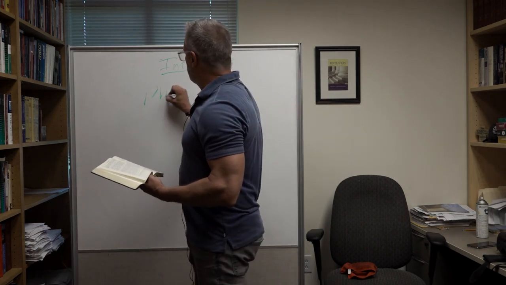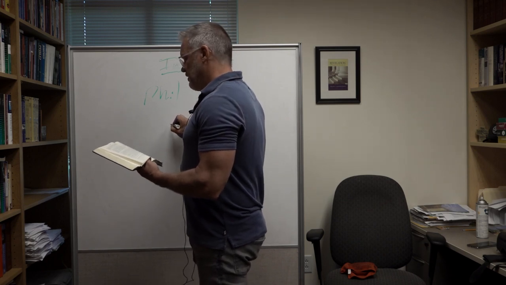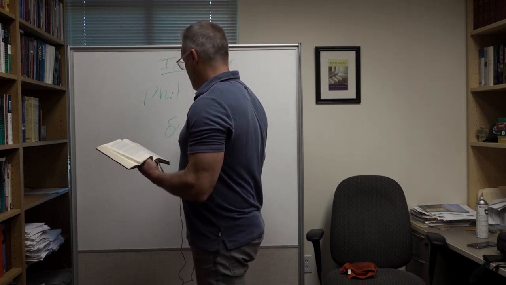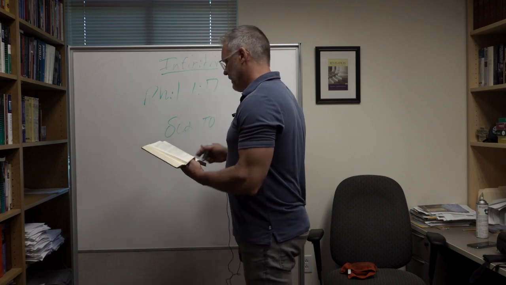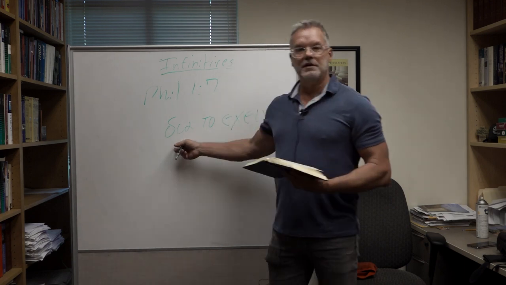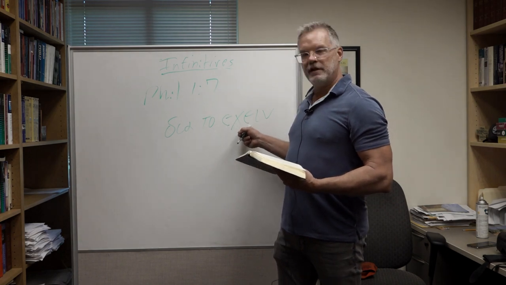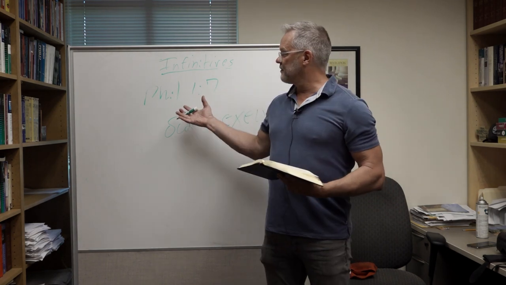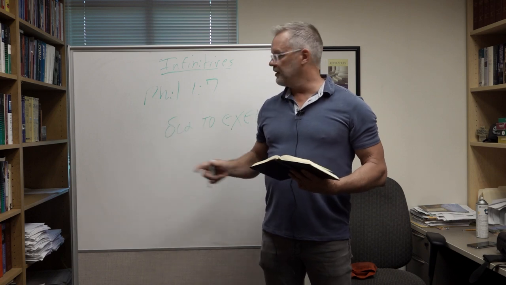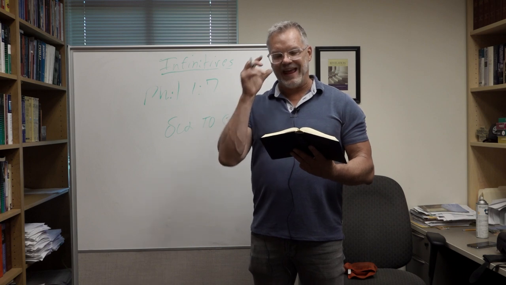Back to Philippians 1:7, you have the construction dia to echein. And notice this fits perfectly: preposition, article, and infinitive. And we noted from our illustration a moment ago, our discussion, that this construction indicates cause. So it's indicating the cause of the verb it modifies, which at the beginning of verse 7 is estin.